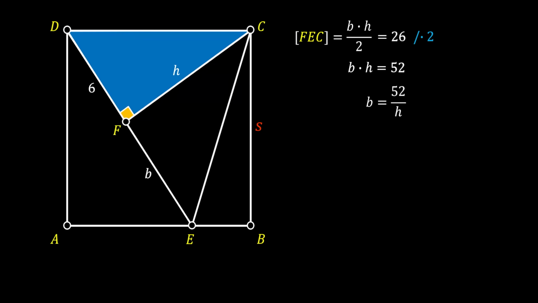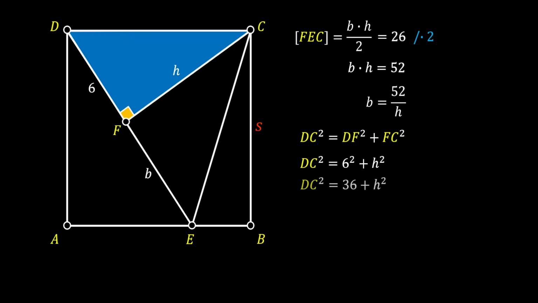This is again a right-angled triangle, and we can use the Pythagorean theorem to try to connect the value of H with the side of the square DC. So the hypotenuse DC squared is equal to the leg DF squared plus the leg FC squared. And we're going to substitute the values from our sketch.